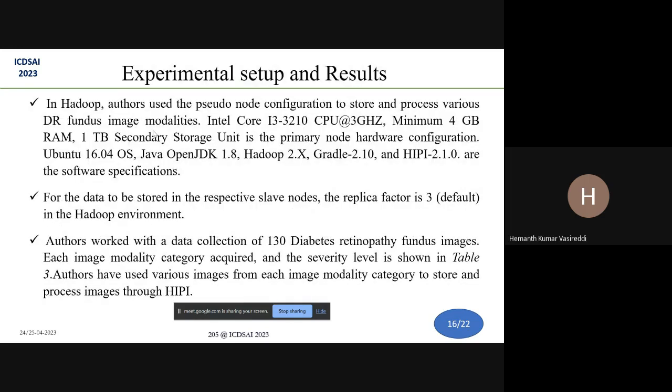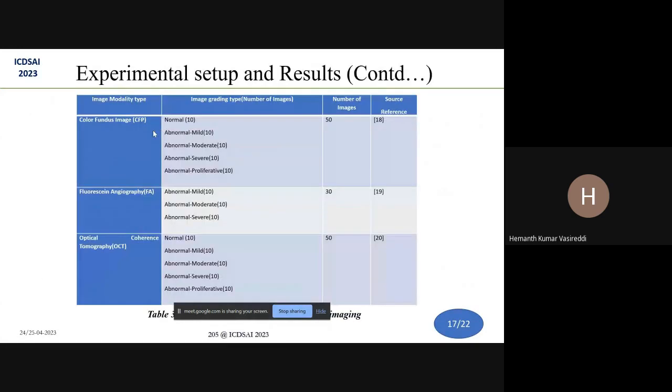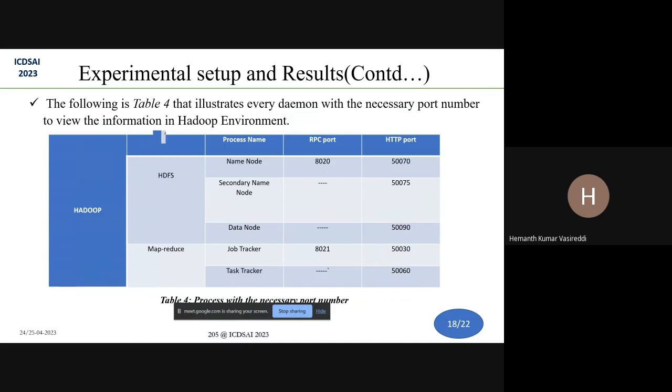Coming to the experimental setup, we executed that in the Hadoop framework with all the specifications. The dataset we have taken is 50 images of CFP, 30 images of FA, and 50 images of OCT. In the execution model, the name node with port 8020, HTTP port 50070, and in the same way the SNN, data node, job tracker, and task tracker were allotted whenever we executed the model in the Hadoop environment.